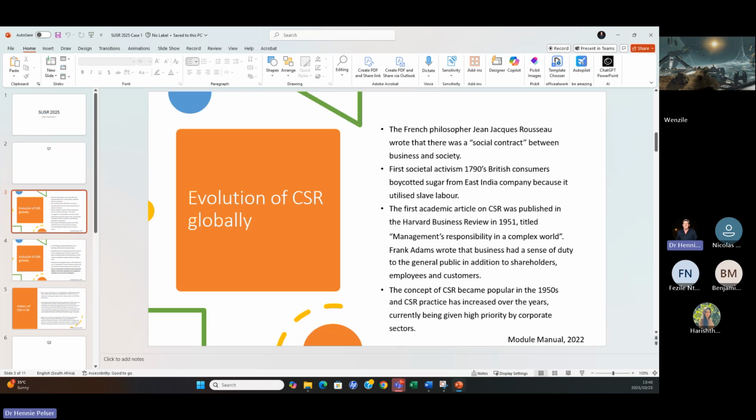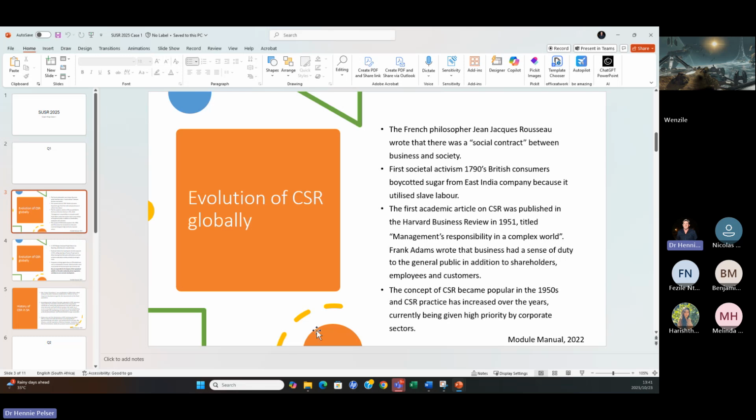So you could imagine this is post-World War II. We're seeing benefits in terms of economic growth post-World War II. And there's this expectation that businesses need to start adding in terms of what they get from society and start giving something back in terms of making a difference in communities and societies, etc.